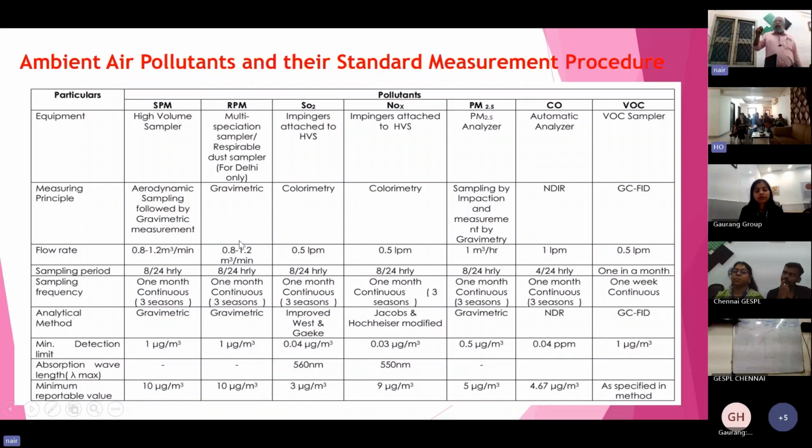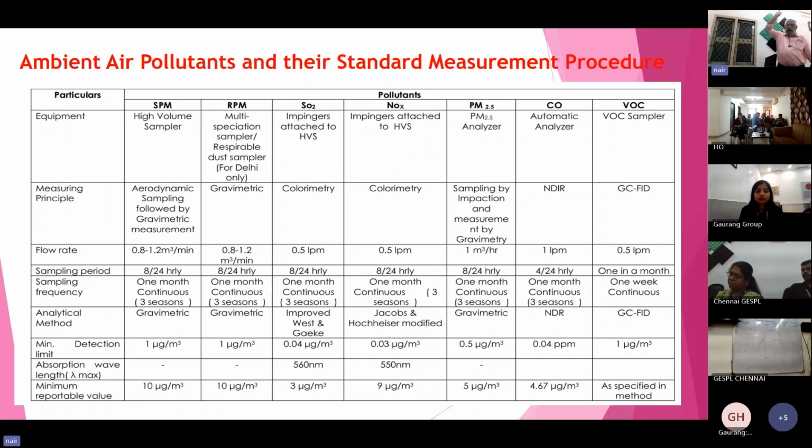Because flow rate, what is the flow rate? See, it is 0.8 to 1.2 m³ per minute for the SPM. Then for SO2 and NO2, it is 0.5 LPM. If you take a single high volume sampler for SPM, SO2 and NOx together, it is not acceptable nowadays. Earlier it was there.